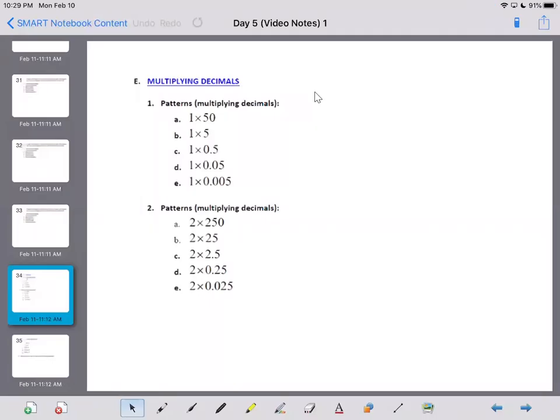So this is part 3 of our video series. We're going to look at multiplication and division with decimals. So right now I just want to look at some patterns.